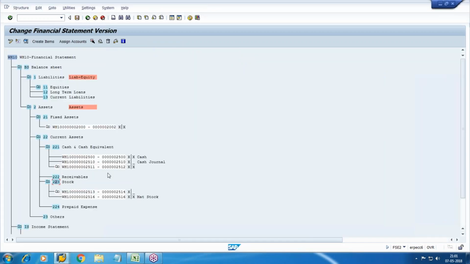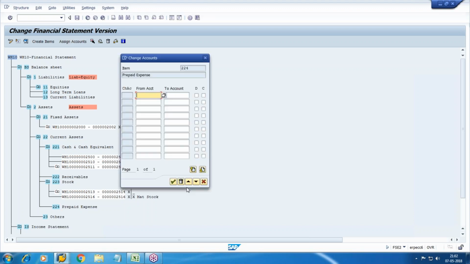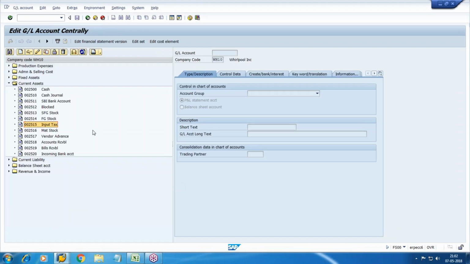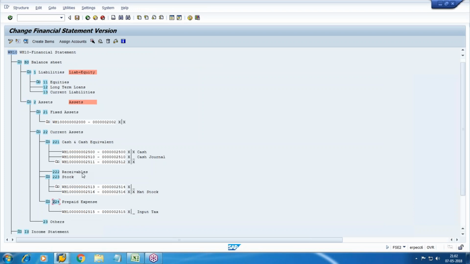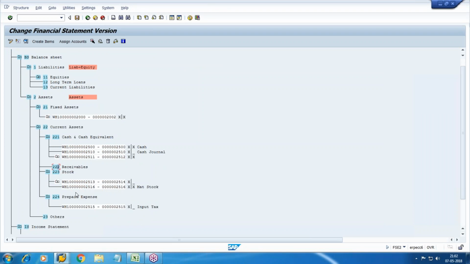So receivables, here we need to create one more under current asset. Prepaid expense, we can put it here, 2515. It's debit balance. Vendor advance, this is your other item. Receivables, vendor advance not part of receivable, actually it is other items, so I need to create one.